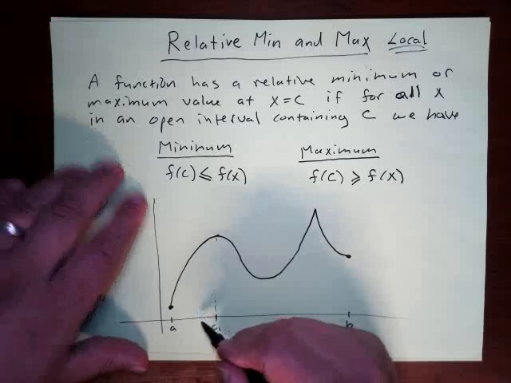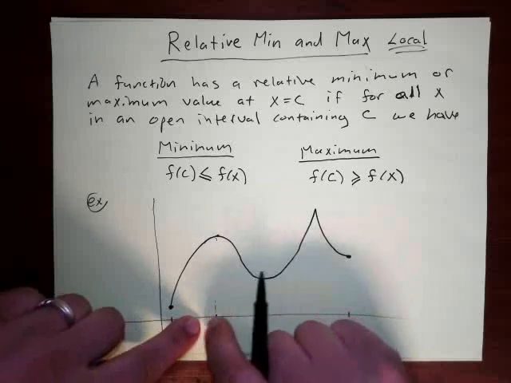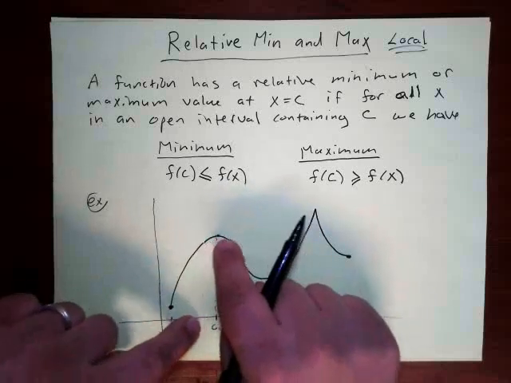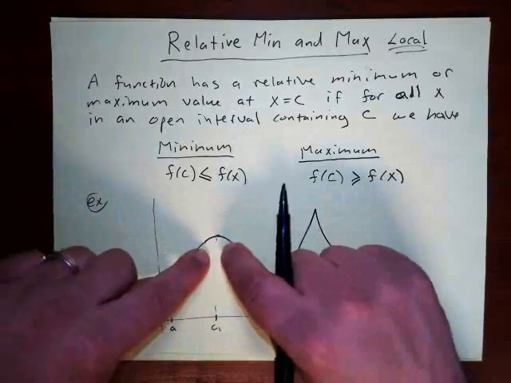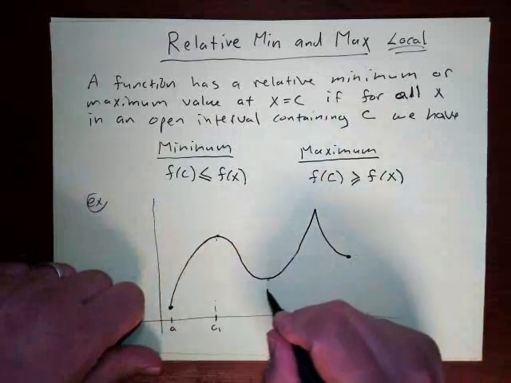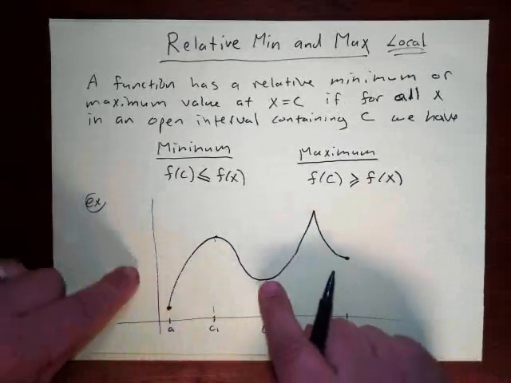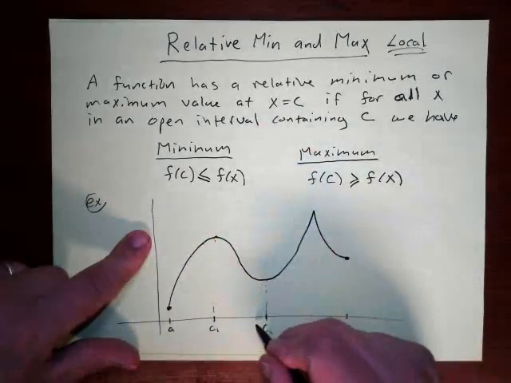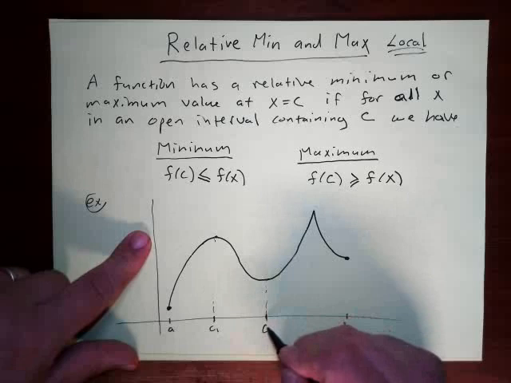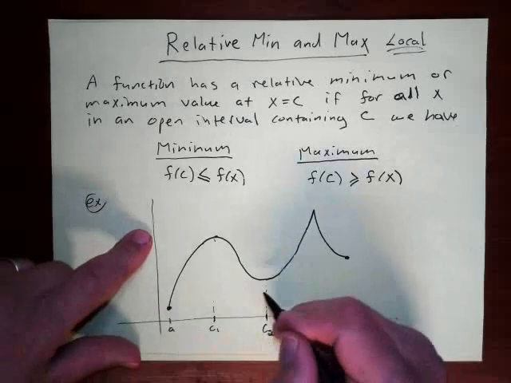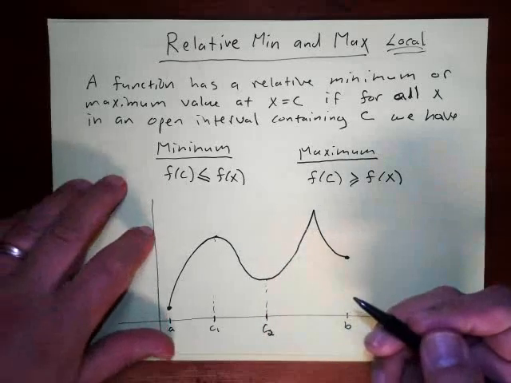And the point here is you can find an open interval containing c so that all the x values in that interval are smaller than f of c. Okay, this is the largest function value in some interval containing c. And in this case, this would be a local min. Okay, it's not the minimum value over the entire function, but there is an open interval containing c2 where f of c2 is actually the lowest value in that interval.